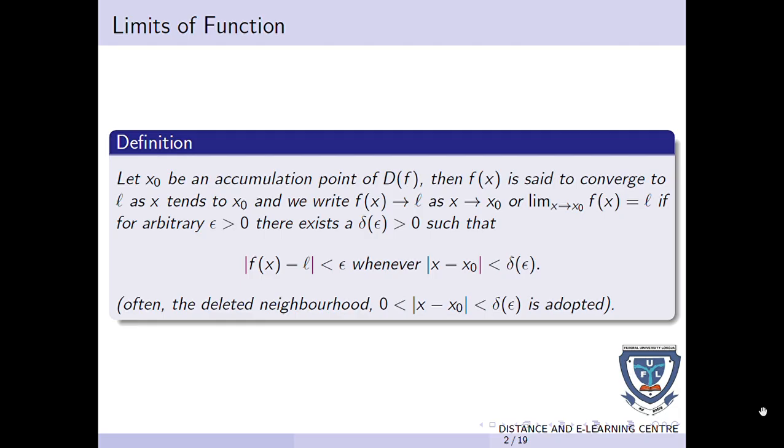If for arbitrary epsilon positive, there exists a delta which depends on epsilon, positive, such that the absolute value of f of x minus the limit point L is less than epsilon whenever the absolute value of x minus x naught is less than delta, which depends on epsilon. Now, this definition is what we are basically going to be applying in the proof of limits of functions. And this is what is called the epsilon delta definition of limits of functions.